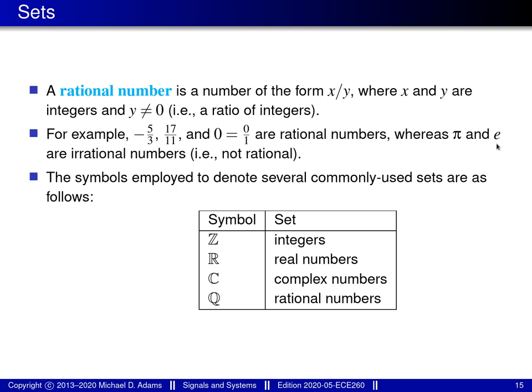of integers. As a matter of notation, there are some symbols that are frequently used for some of the common sets that we often use. So often we use the sets of integers, real numbers, complex numbers, and rational numbers. So these are denoted by Z, R, C, and Q respectively.